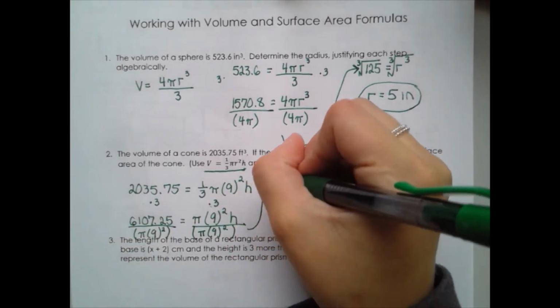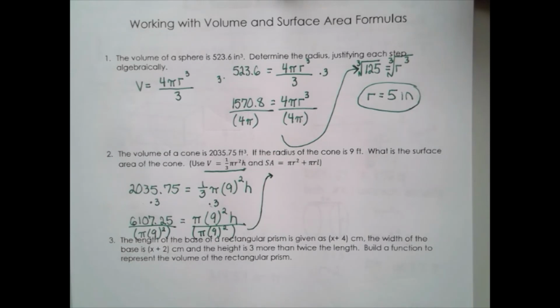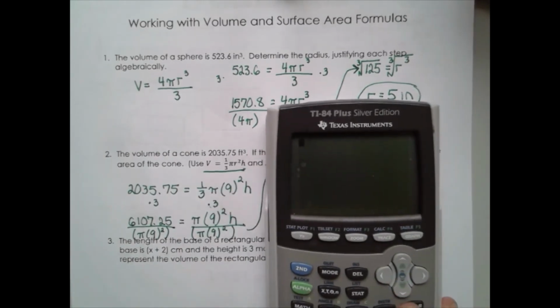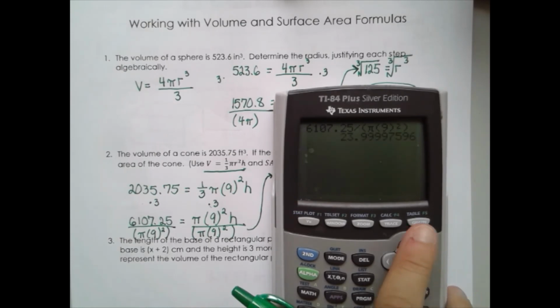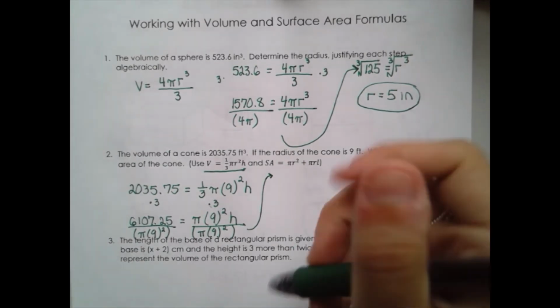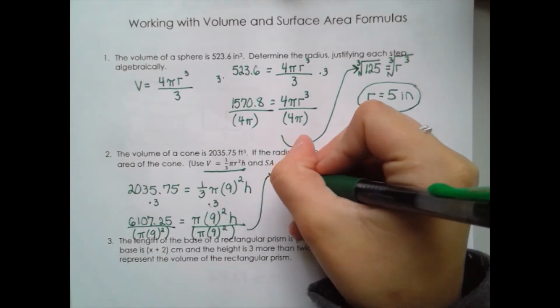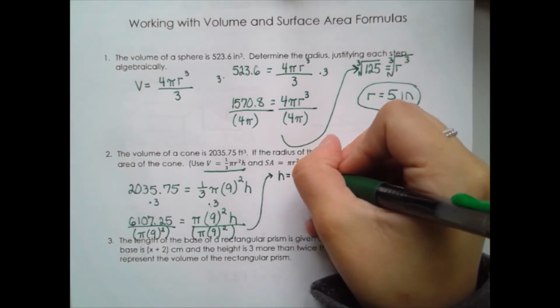So to type that in my calculator, 6,107.25 divided by my first set of parentheses, pi 9 squared, and then close my parentheses out. And that gives me 23.999, which rounds up to 24. So my h is going to be equal to 24.